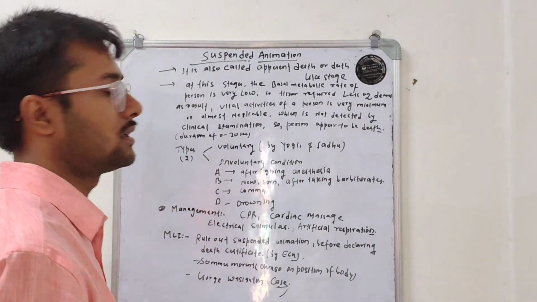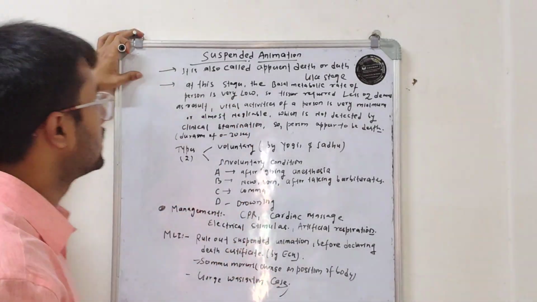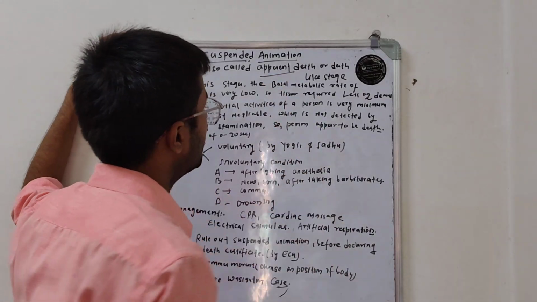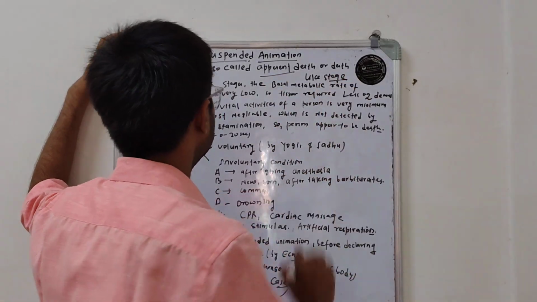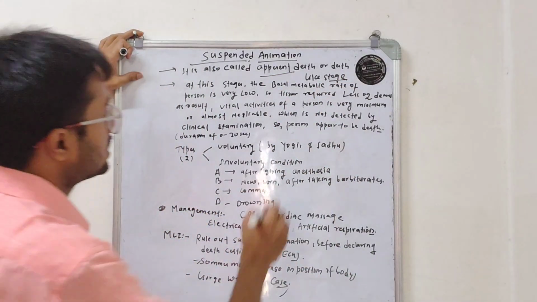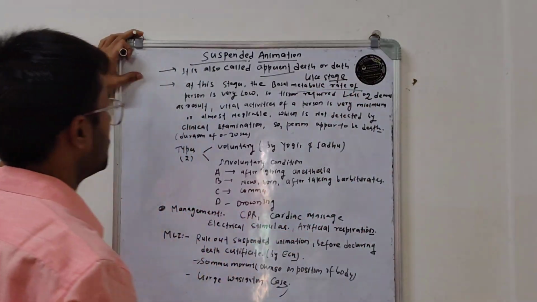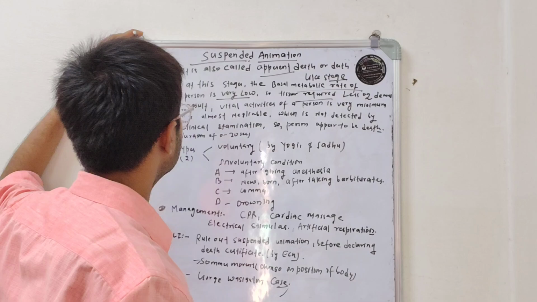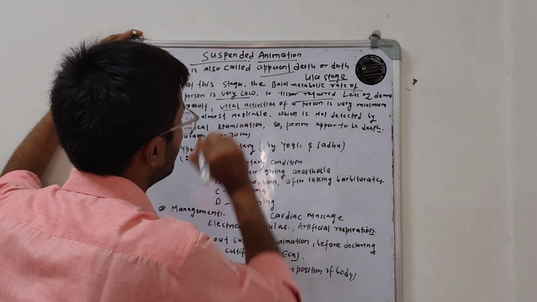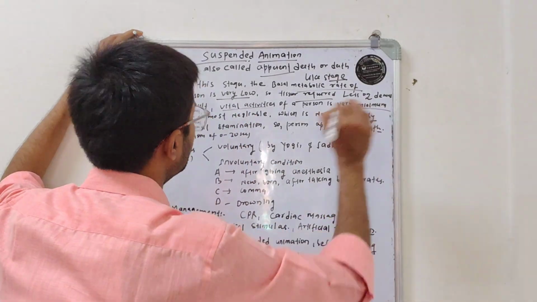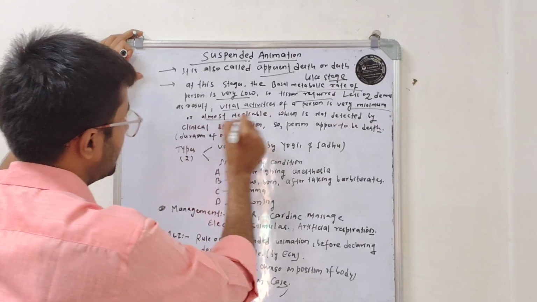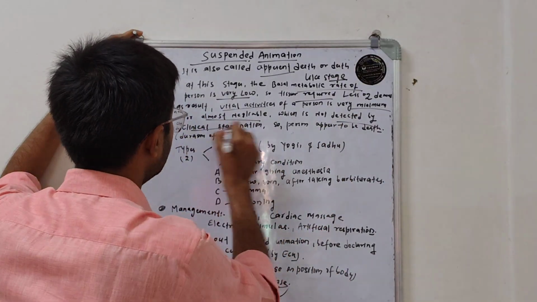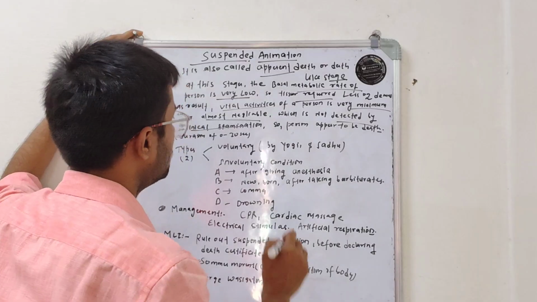Whatever I already discussed, these things are written on the boards. Suspended animation, also called apparent death or death-like stage. At this stage, the basal metabolic rate of a person is very low, or the tissue requires less oxygen. As a result, the vital activities of a person are very minimal or almost negligible, which is not detected by clinical examination, and the person appears to be dead.